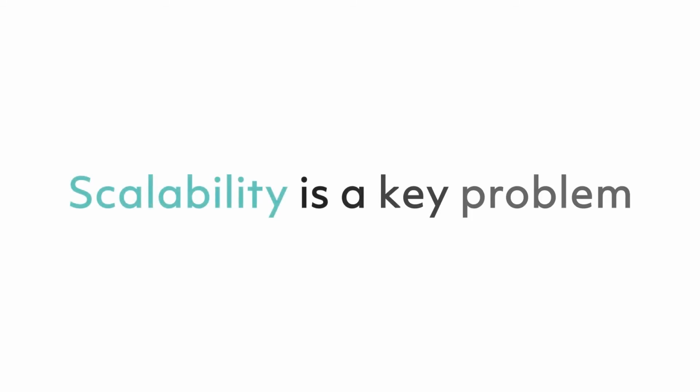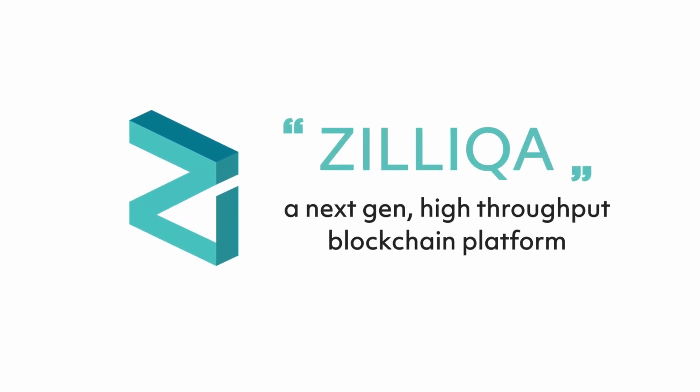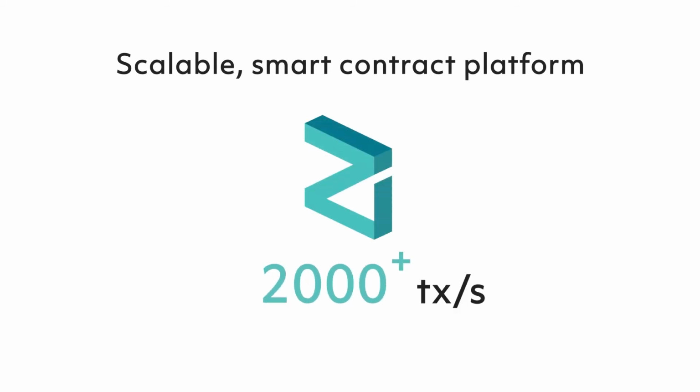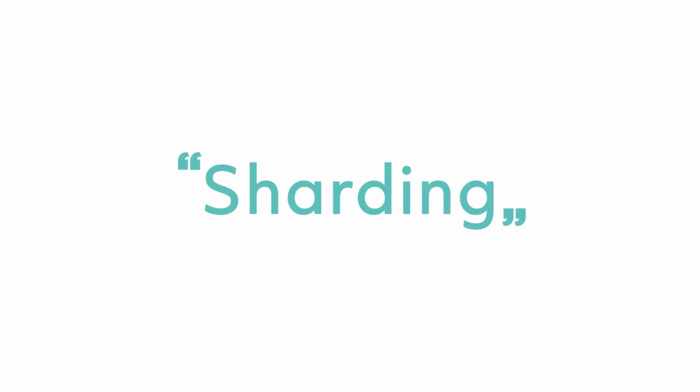So now we understand the key features of blockchain and its impact in decentralized applications across a variety of industry sectors such as financial services and supply chain. One of the key problems is that the usefulness of these applications is limited by current blockchain protocols which are not scalable. Well, this is where Zilliqa comes in. Zilliqa is a next-gen high-throughput blockchain platform. In essence, it is a scalable smart contract platform capable of processing thousands of transactions per second. That scalability is enabled by a technique known as sharding.